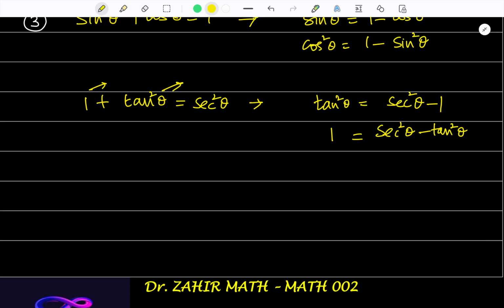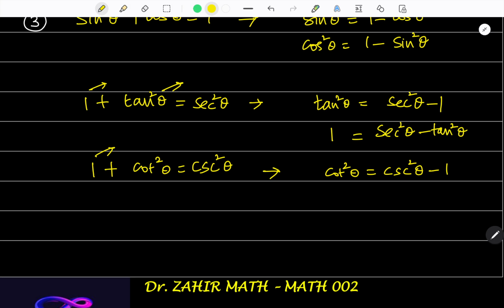The next rule, Pythagoras identity, is 1 plus cot square theta is equal to cosecant square theta. From this also we can write another two rules. What are they? Suppose you want cot square theta, right? This one will go that side, which is cosecant square theta minus 1. Suppose you want 1, then cosecant square theta minus cot square theta is equal to what? 1. So this is the next rule.